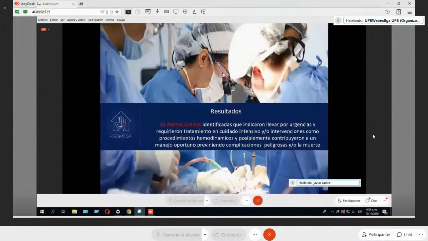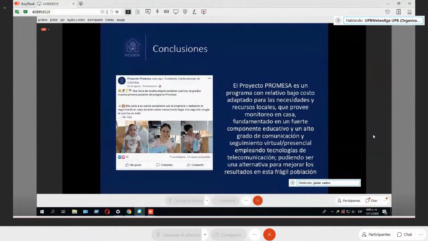And to provide education and feedback, we have even identified 15 critical alerts. In these cases, we have managed the patients to consult in a timely manner through the ER and to receive treatment in the ICU or even hemodynamic interventions. And we believe this has contributed to timely management, preventing complications or even death.